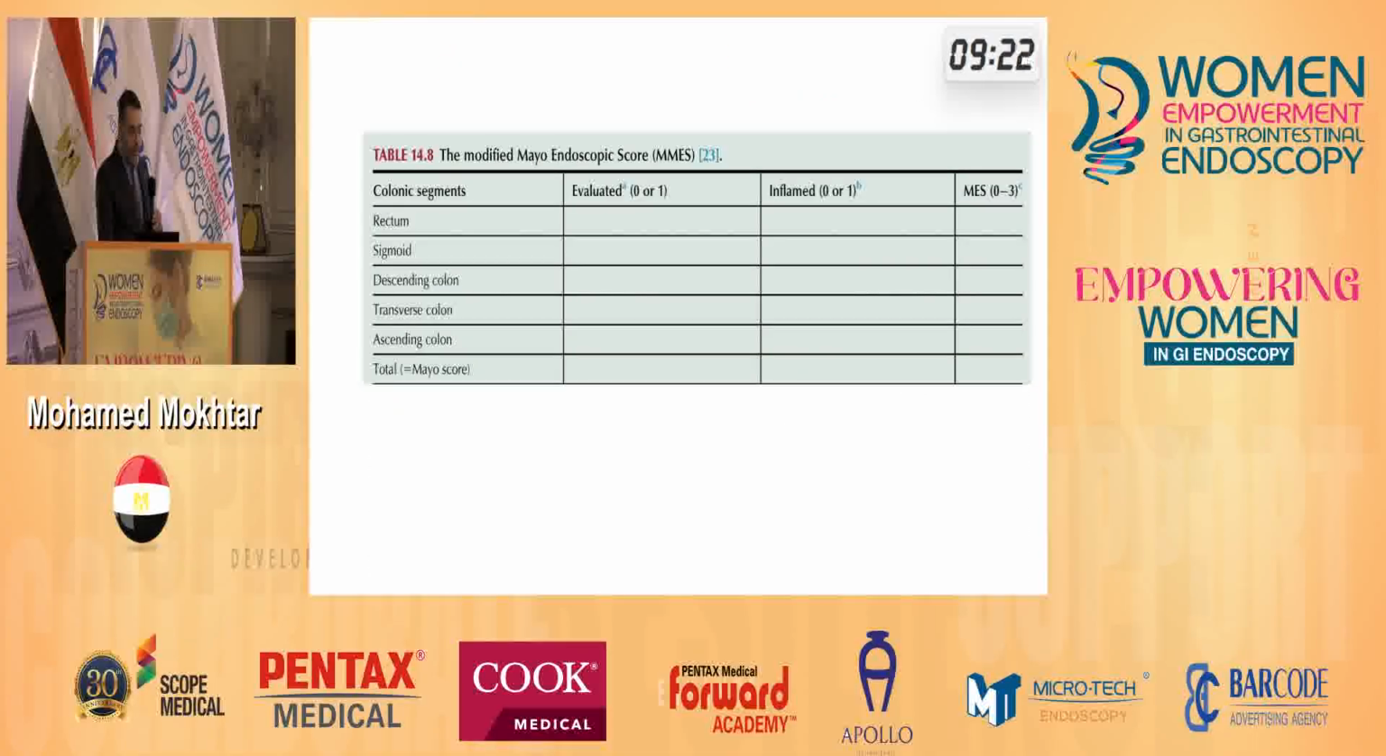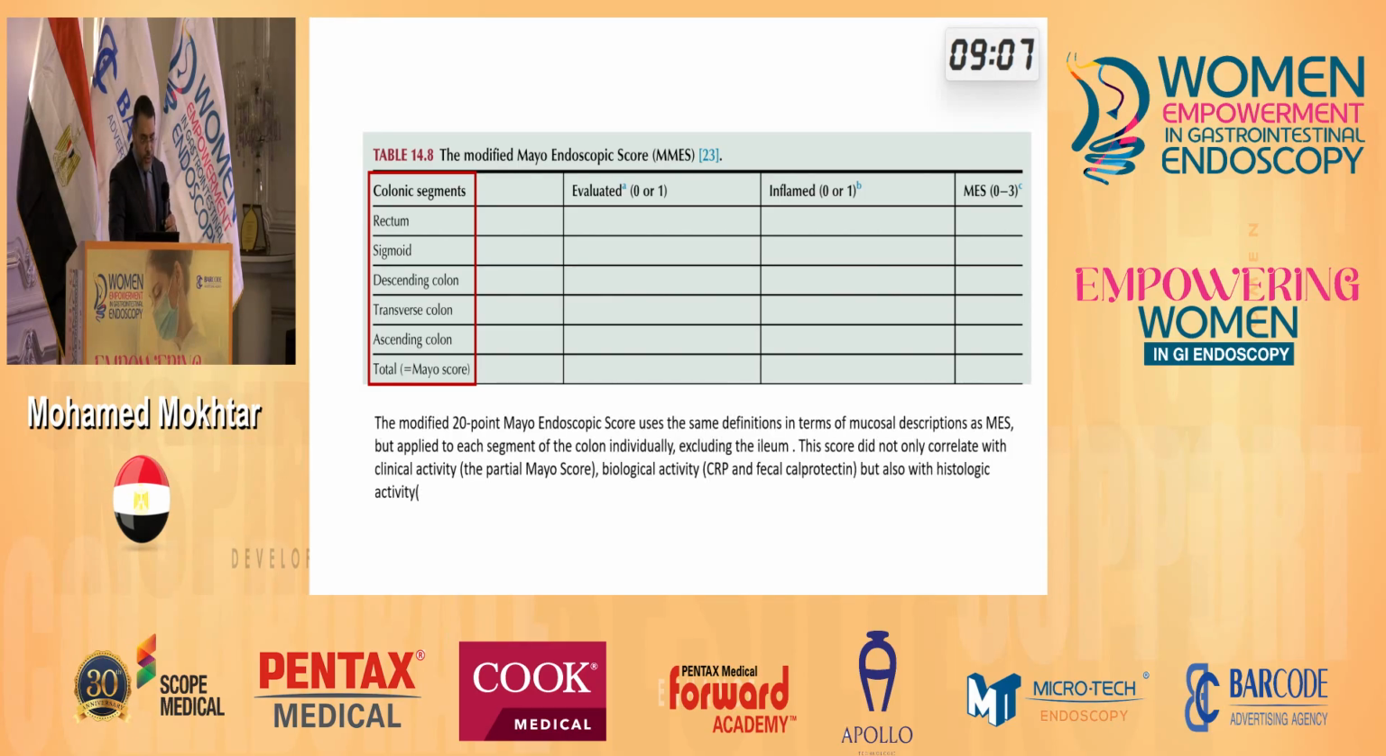In the modified Mayo endoscopic score, the Mayo endoscopic score is applied to each segment. So you have a 20-point modified Mayo endoscopic score: you apply the Mayo endoscopic score to each segment of the colon, except the ileum. The modified Mayo endoscopic score has a high correlation not just with clinical remission, but also with histological remission.